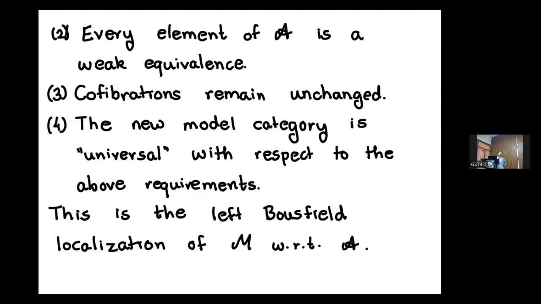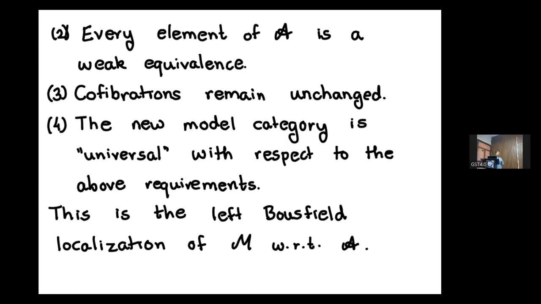Just like when you construct the localization of a category, one of the ways of saying it is that you don't change the objects, you just change the morphisms. And this has a certain universal property: if you take any functor from your category into some other category where these morphisms become isomorphisms, then that functor has to factor through the localization. So in that sense, this thing also has a universal property. This is called the left Bousfield localization of M with respect to A. The summary here is simply that there is a model category version of localization.